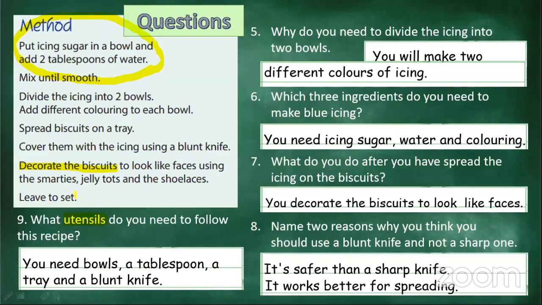Let me just ask you one more question. Look at the very last line. Leave to set. Leave to set. What does that mean? What is leave to set? What does that mean? Does anyone know?